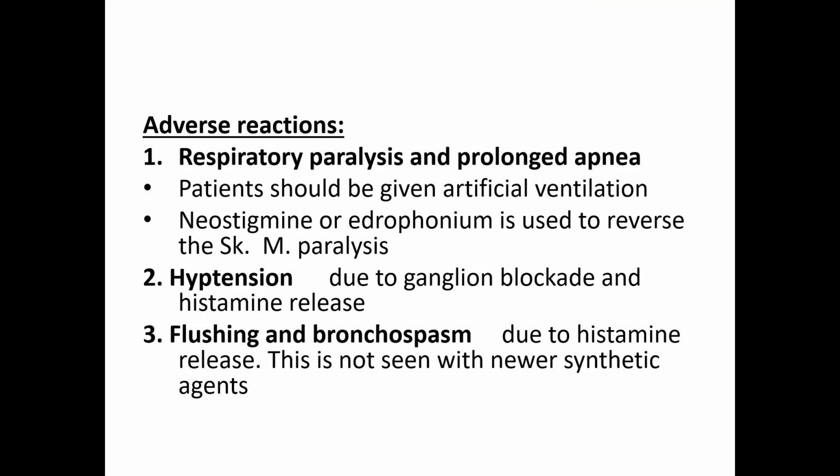The hypotension is because of the ganglion blockade and because of the release of histamine. Histamine will dilate the blood vessels and lead to hypotension. So hypotension is because of both effects, ganglion blockade action and histamine release activity. The third adverse effect is flushing and bronchospasm.